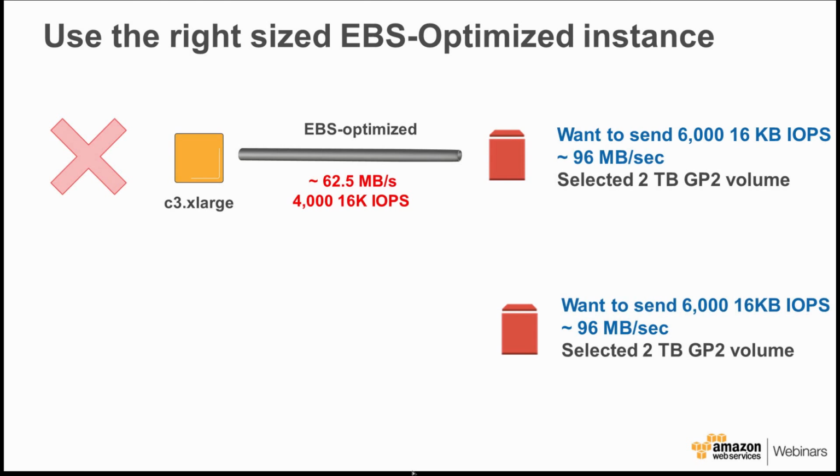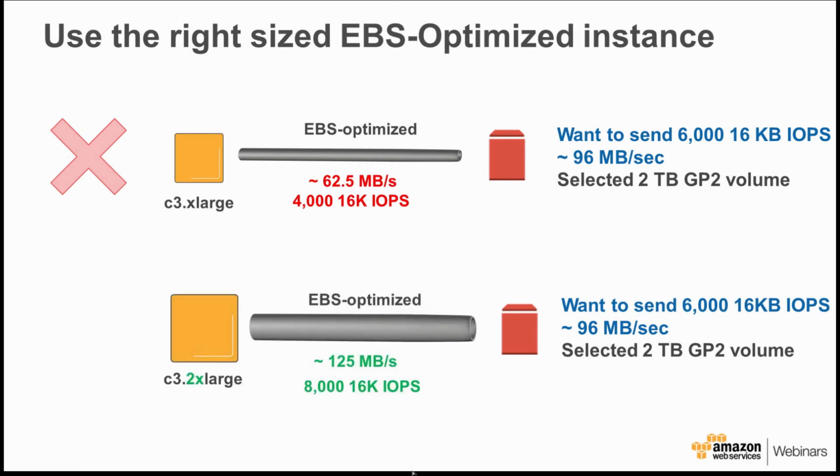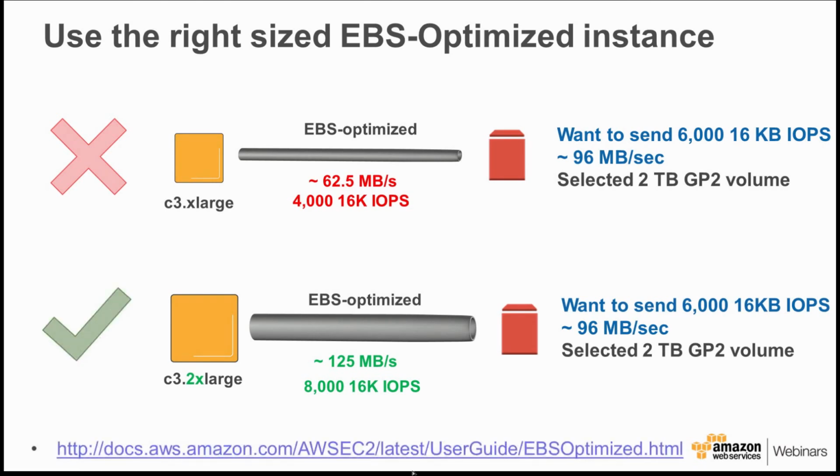So if you want to send 6,000 16K IOPS to your disk, you can use a C3 2 extra large that's EBS optimized. This instance comes with about 125 megabytes per second of EBS optimized performance to EBS volumes, and you can achieve about 8,000 16K IOPS, which is sufficient to meet this workload. See the below link for details on the per instance EBS optimized performance.